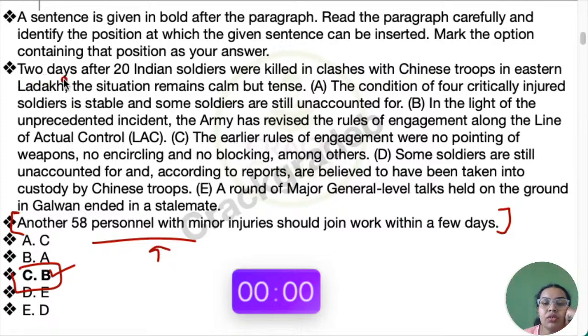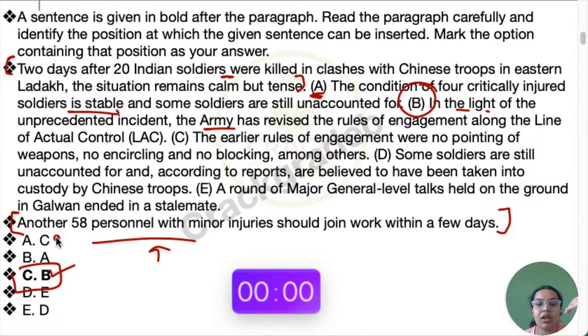Now let's read. 2 days after 20 soldiers were killed in clashes in eastern Ladakh, the situation remains calm but tense. So, this is the context, at least we get that there is tension all around. Then there is something. The condition of injured soldiers is stable. So, it looks like an easy flow from this sentence to this, because so many soldiers were killed and the condition is there. Then there are some who were critically injured, but now it's stable. Then something else. In the light of the unprecedented incident, the army has revised the rules of engagement.